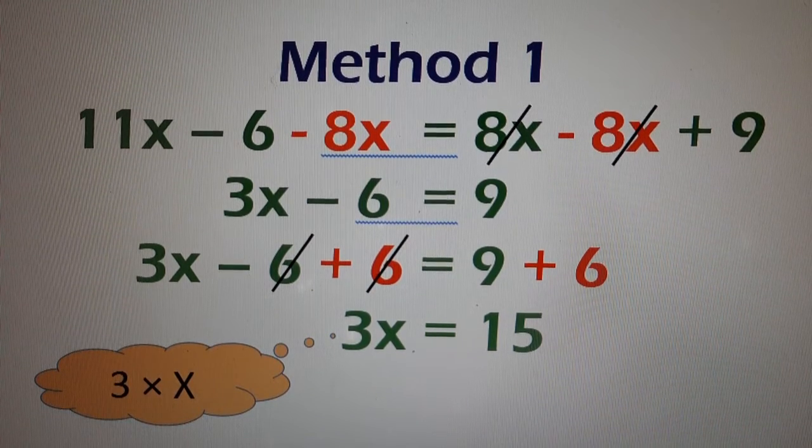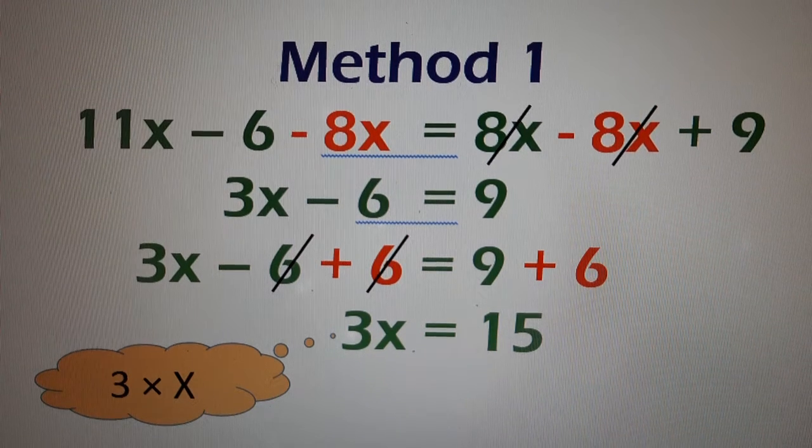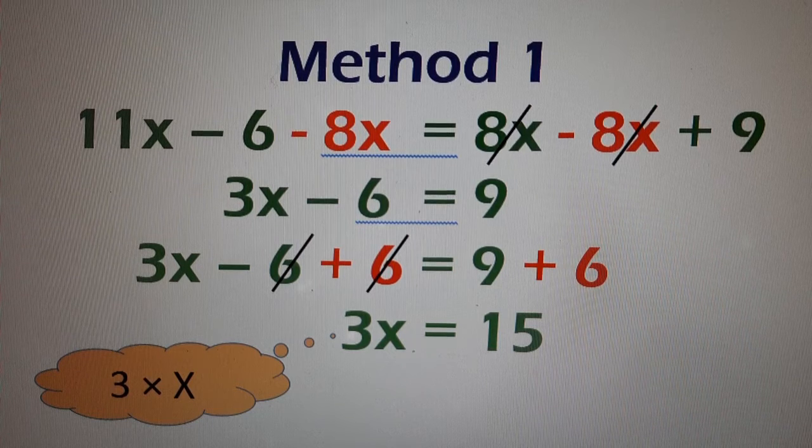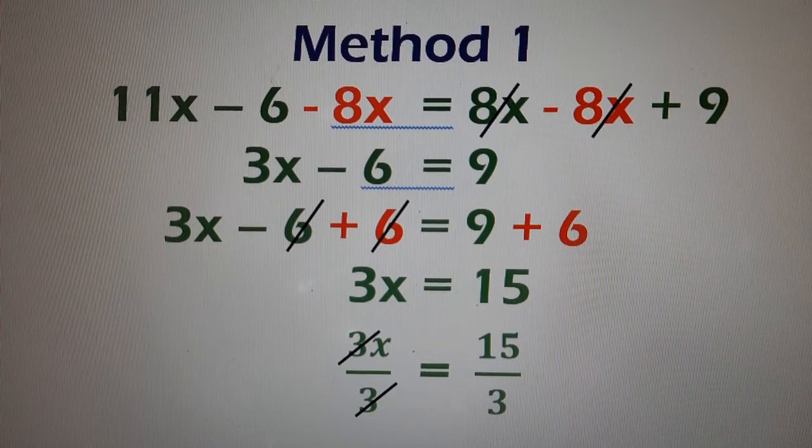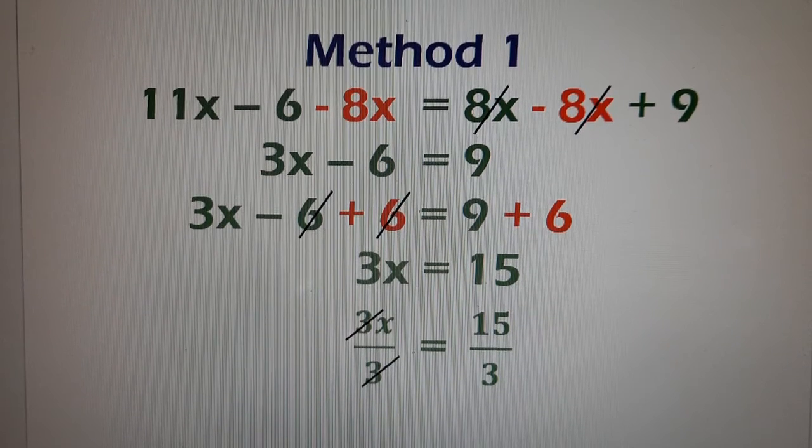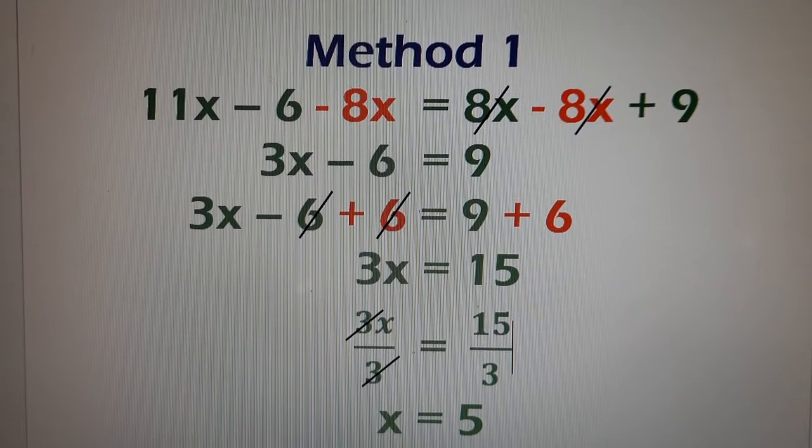Here we have to understand the meaning of 3x. 3x means 3 multiplied by x. So for cancelling multiplication by 3, we divide both sides of the equation by 3. Now you can cancel 3 in the numerator and 3 in the denominator on the left side of the equation. On the right side, we divide 15 by 3. Finally, you got the value x equals 5.